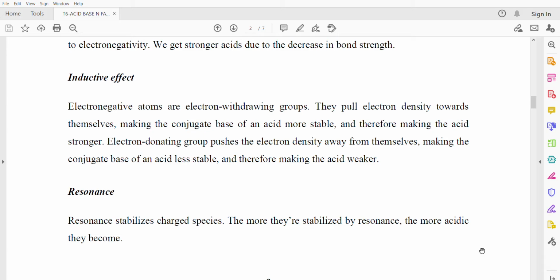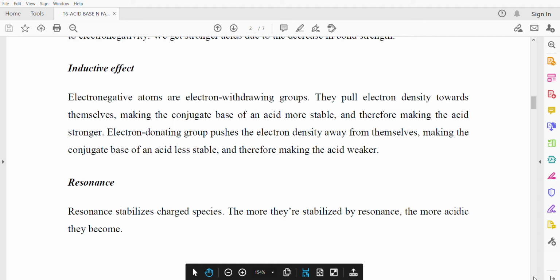Now what happens when electron donating groups are present? If anything which is already negative, like CH3O negative, which is methoxide from methanol, CH3 has an electron donating effect. Electron donating groups push the electron density away from themselves, making the conjugate base of an acid less stable and therefore making the acid weaker.